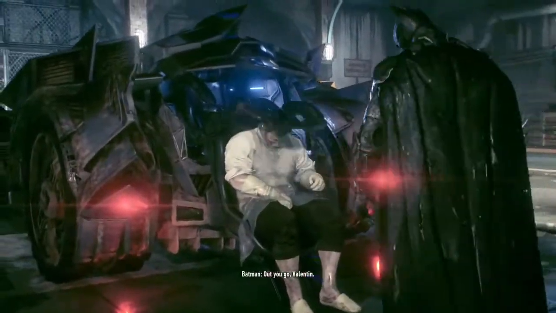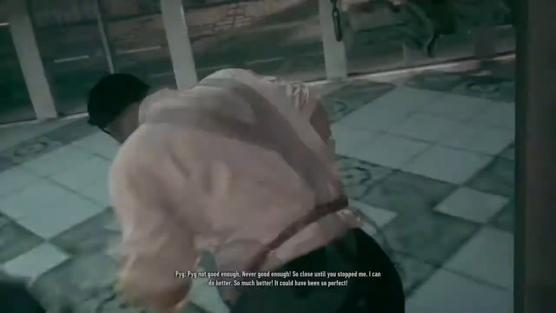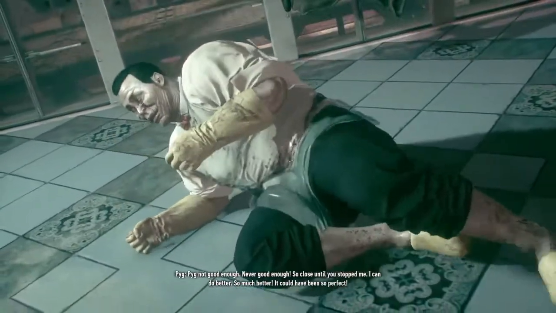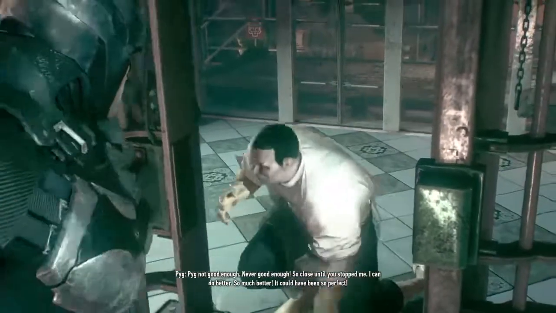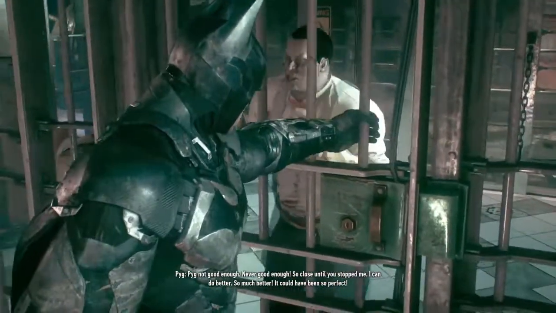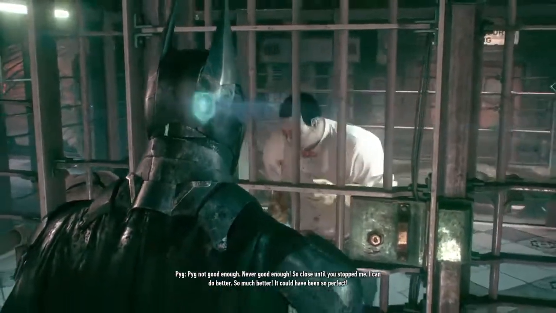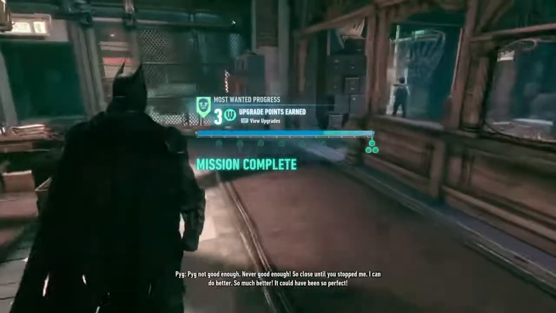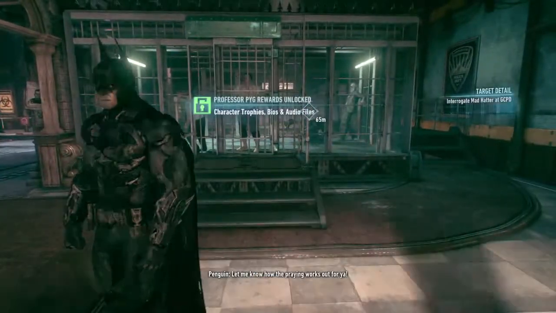Out you go, Valentine. Don't lock Pig away. Mother won't be pleased. Pig, not good enough. Oh, never good enough. So close until you stop me. I can do better. So much better. It could have been so perfect. Find beauty in us all, however deformed we are.